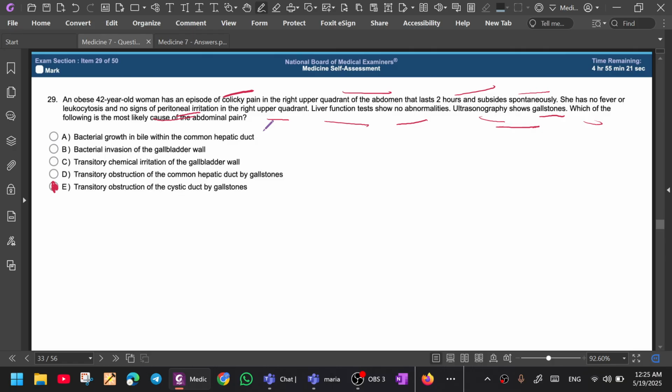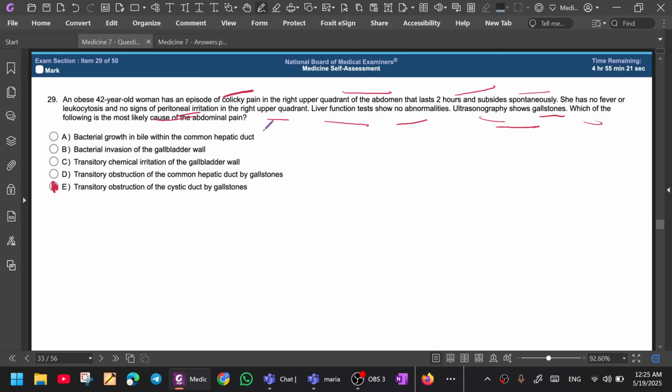Click this picture and tell me which one. This bile duct. So where the obstruction happens, what would it be called? If the obstruction occurs in the common bile duct, that is cholangitis. And if it happens in the cystic duct, is there any name for it?